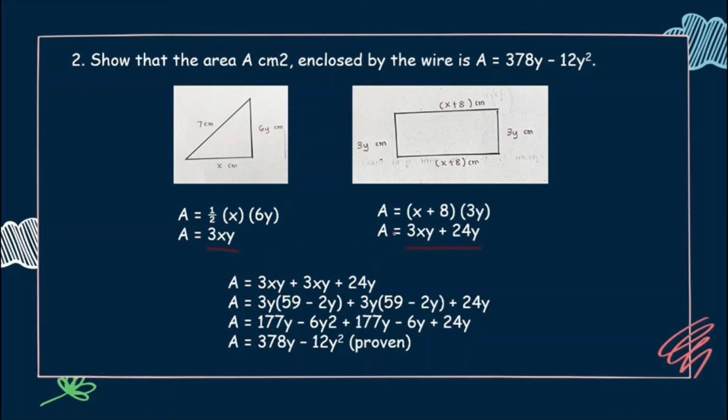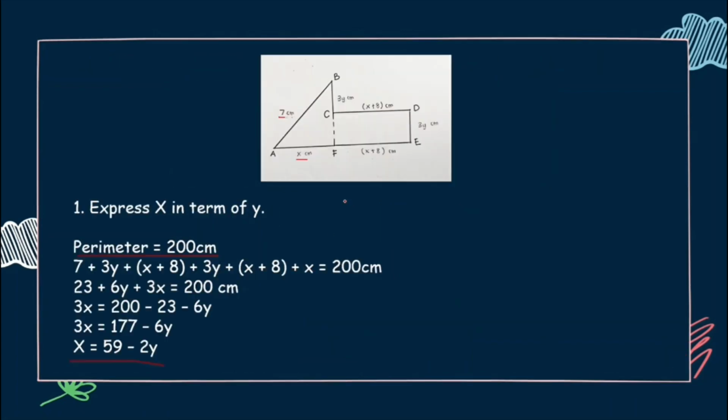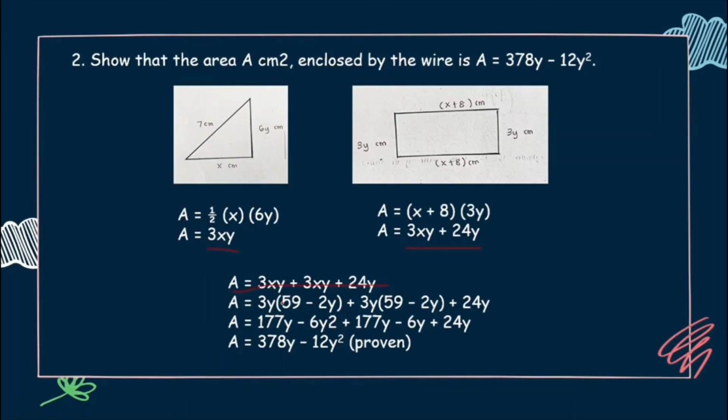So we have to combine these two equations into one full equation of area. We also have to substitute the value of x that we got in question 1, that is 59 minus 2y. So we have to put x into this equation. And finally we get the area, that is 378y minus 12y². And this is a proof because this answer is the same as the question.